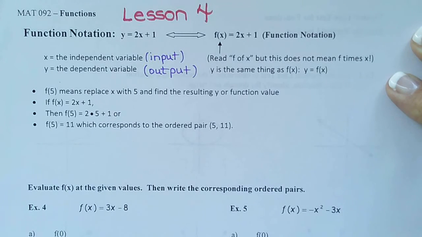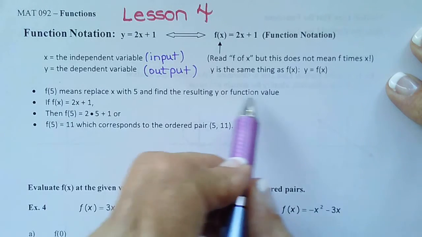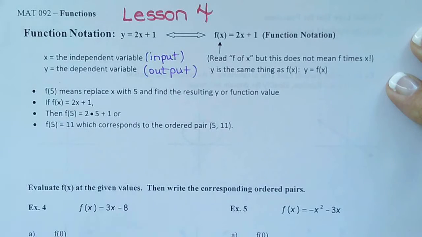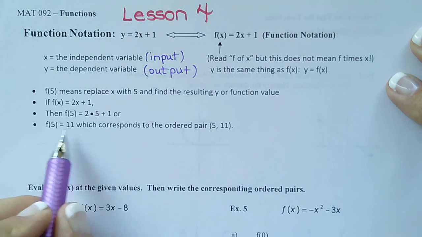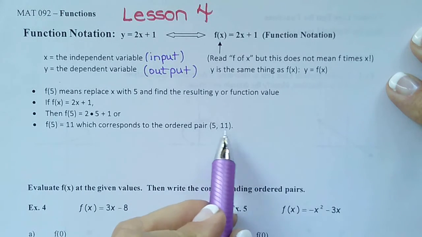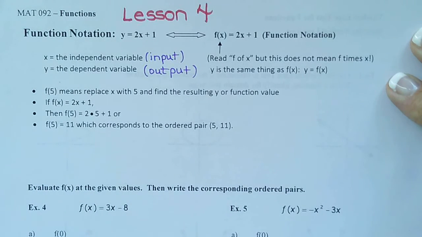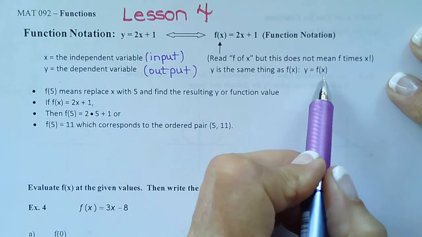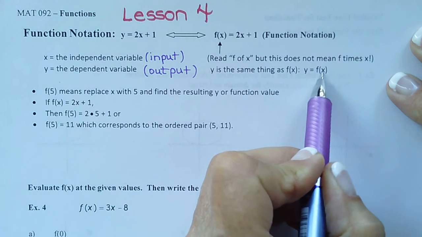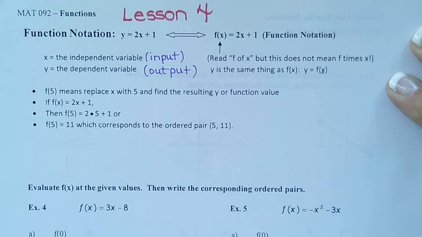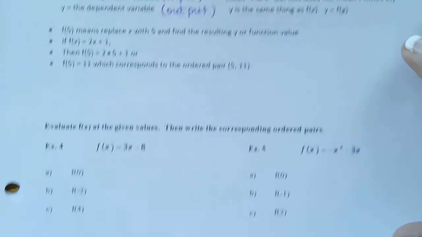Lots of reasons to use function notation. It lets the reader know they're graphing a function. It's a shortcut: instead of having to write this big sentence out, just write find f of 5. And last, when you get the answer, it gives you an ordered pair on the graph. And the biggest thing to remember is whatever's in the parentheses is always the x value.